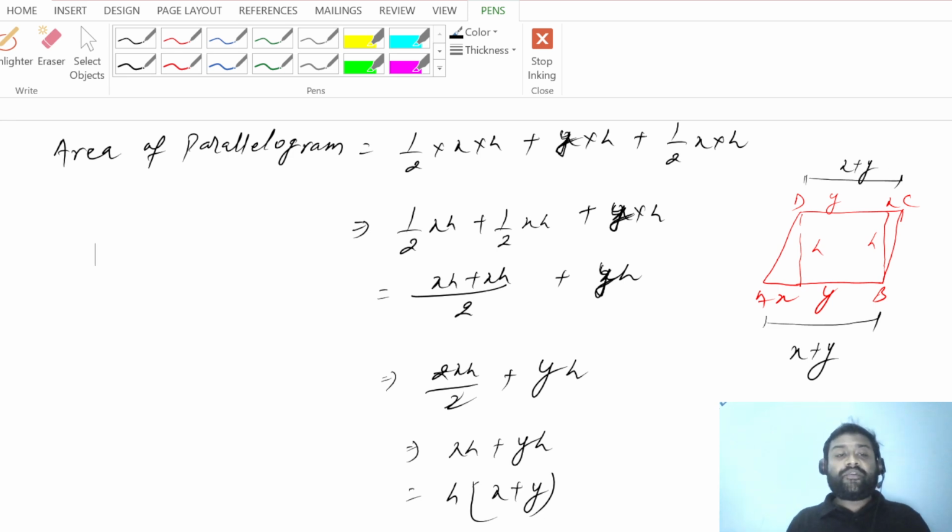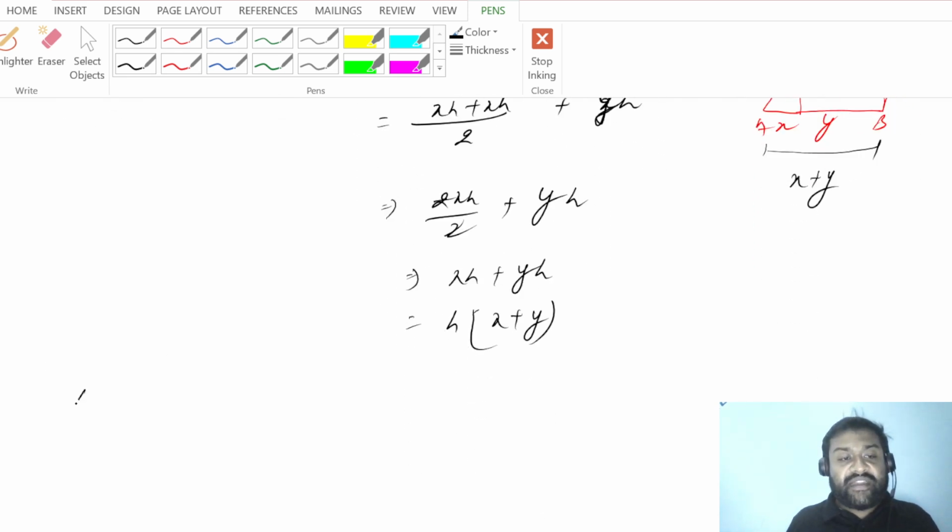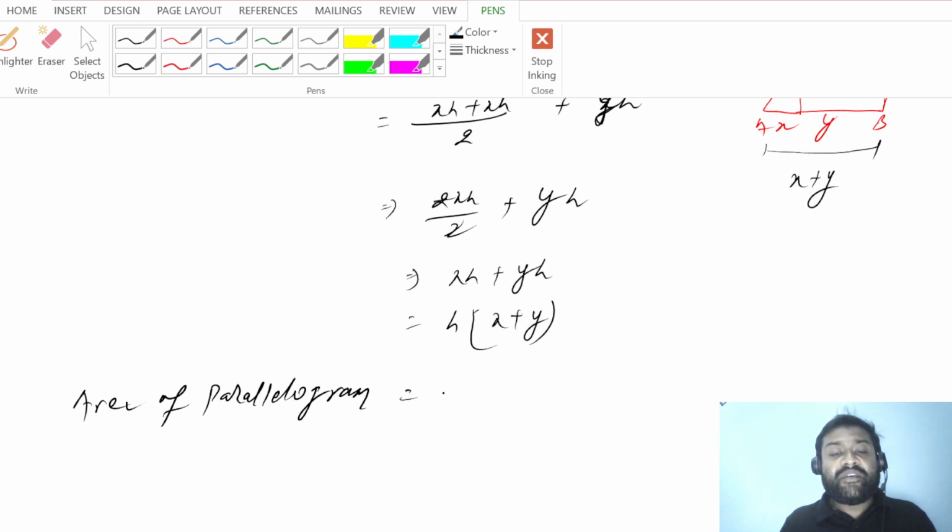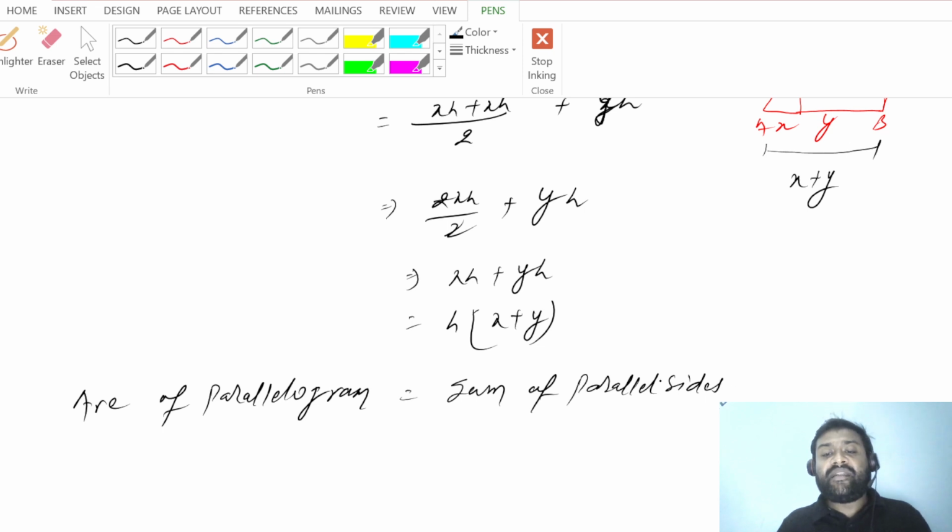So from here we can find the conclusion that area of parallelogram is the sum of parallel sides into height.